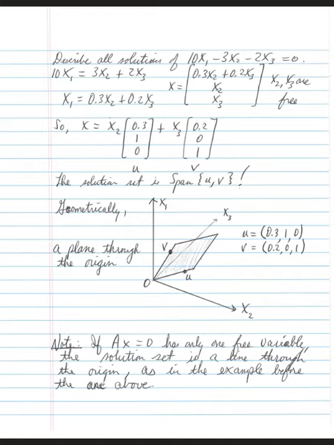Describe all solutions of the equation 10x1 minus 3x2 minus 2x3 equals 0. Okay, so if we isolate x1, and that's just one in particular, x1 is equal to 0.3 x2 plus 0.2 x3, and we do that by moving these two terms over. They go from negative to positive, and then dividing everything by 10.